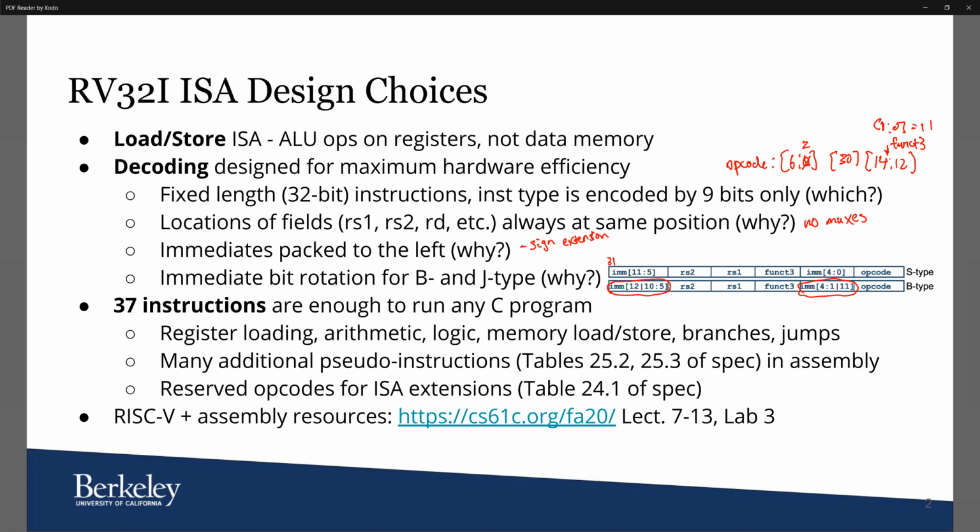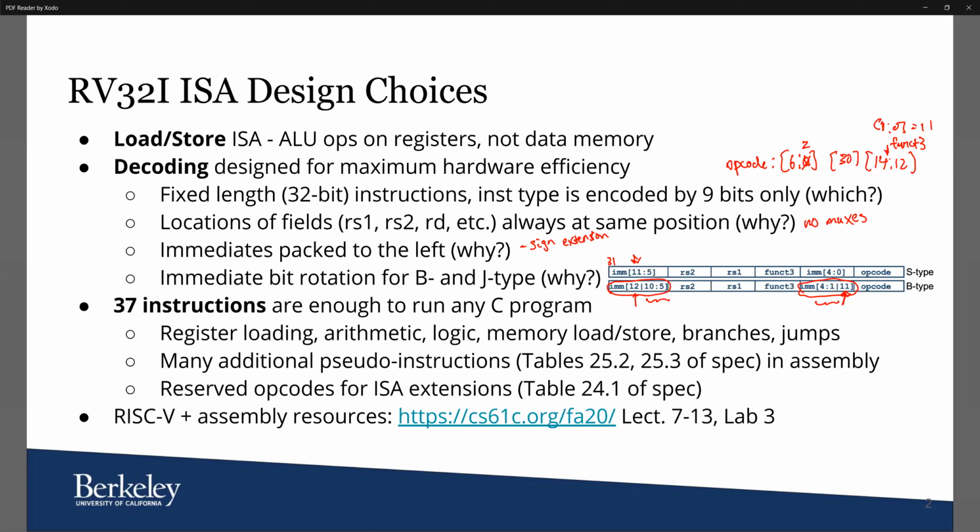Now, the reason why bit 11 comes to here is because, again, to simplify logic, right? Bits 4 to 1 stay in the same position. Bits 10 to 5 stay in the same position. So you only need to figure out the difference between bit 11 in B type here and bit 11 here in S type. And that simplifies, again, the decoding logic.